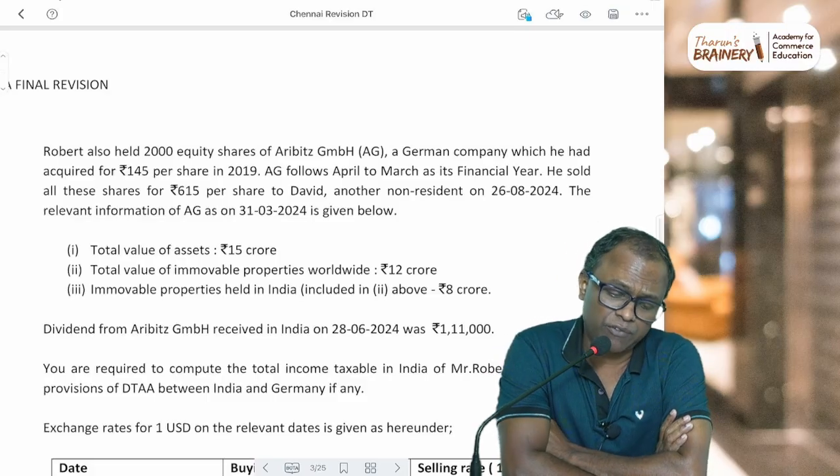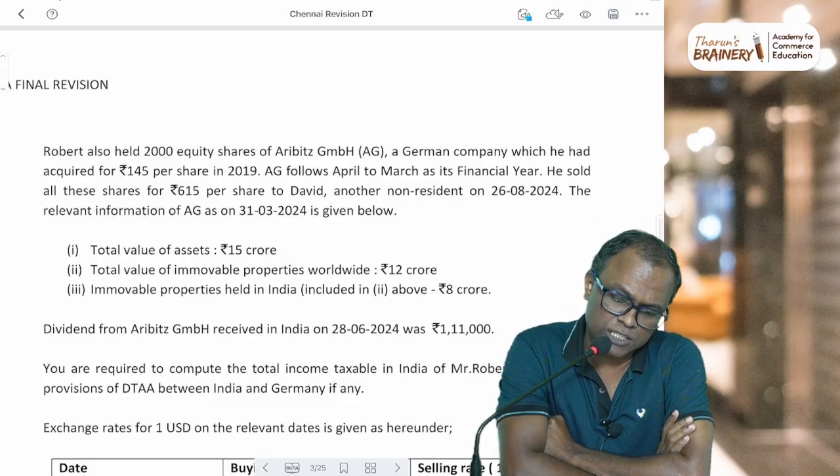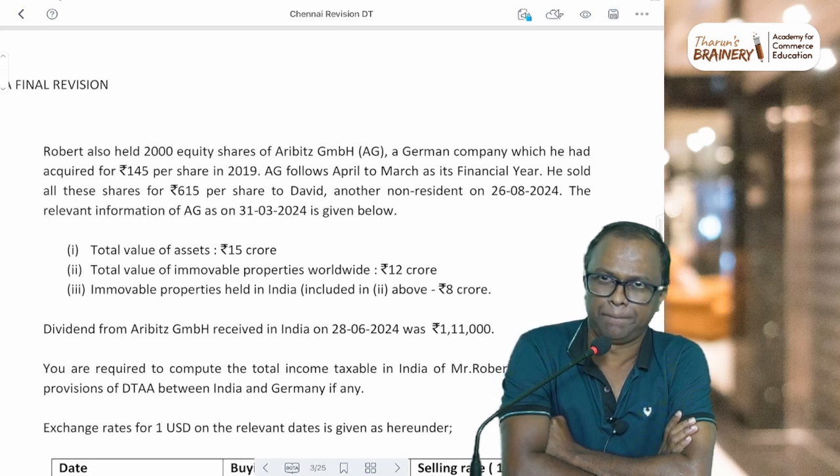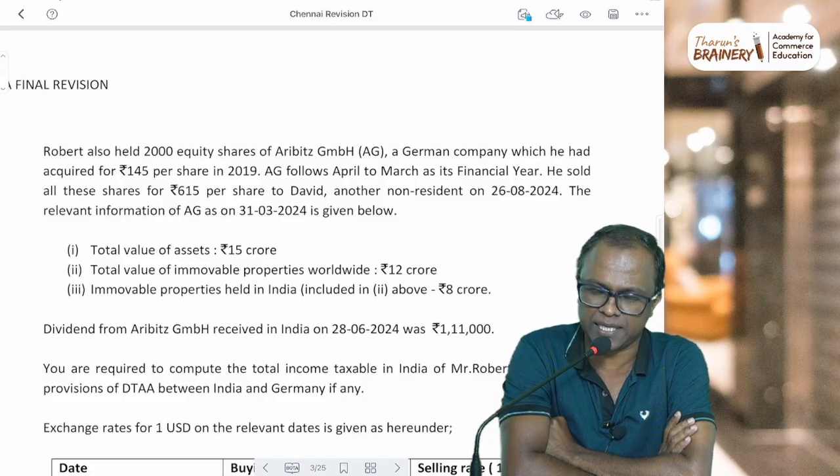Remember, it is a foreign company share. Transferor is non-resident. Transferee is also non-resident. Generally, this is not an Indian income. The only possibility is explanation 5, 6, 7 of section 9(1)(i), indirect transfer.